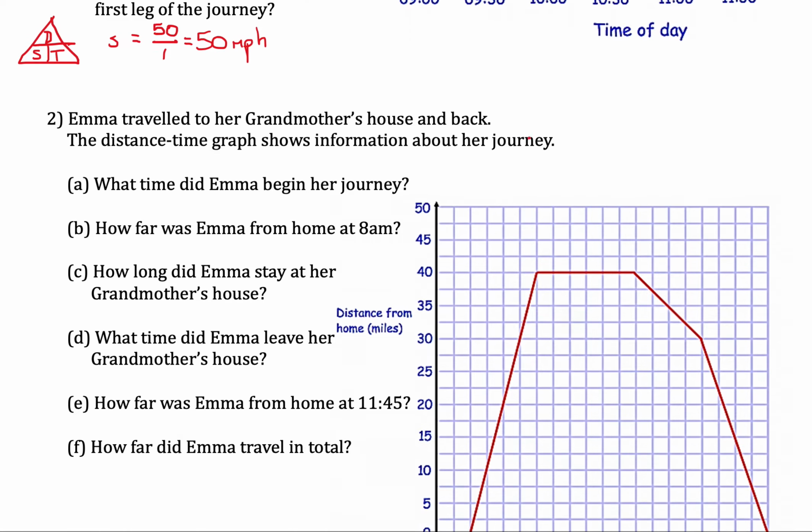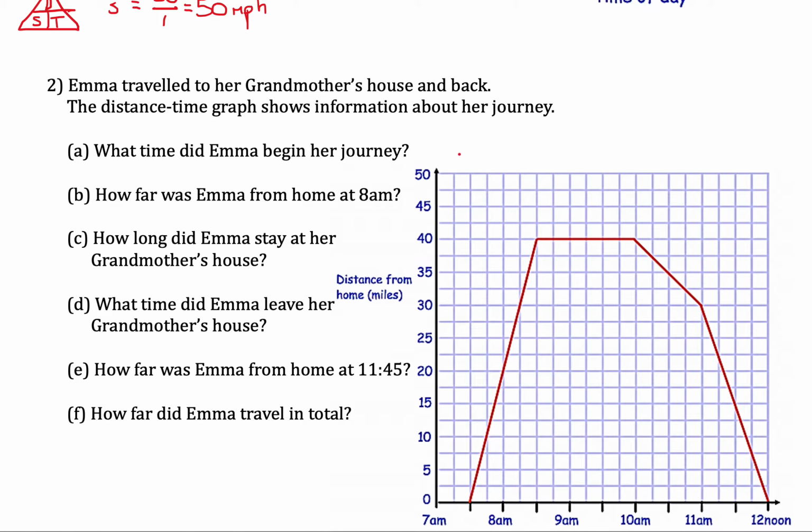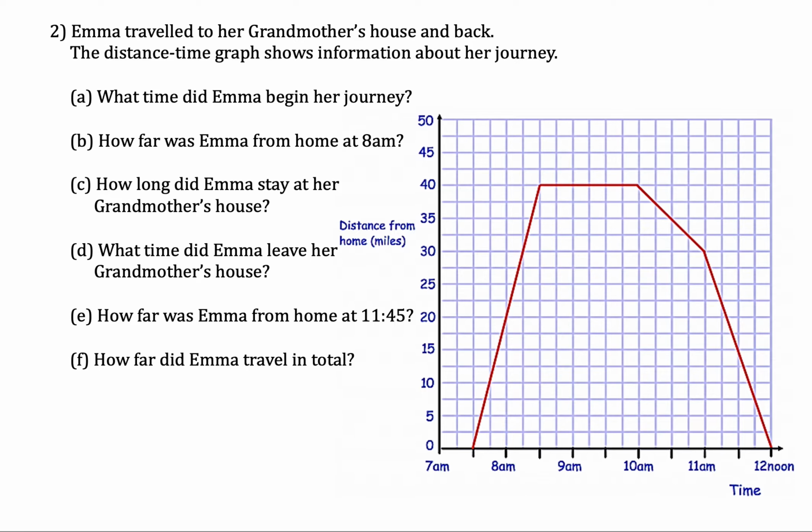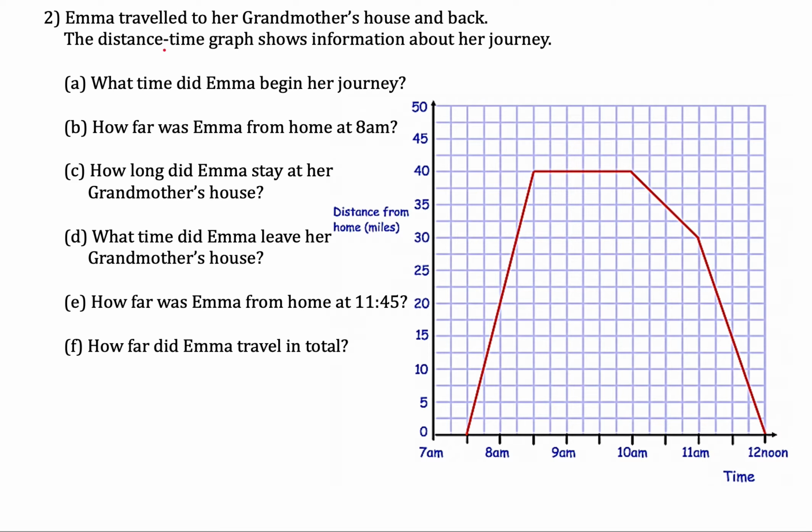Okay, number 2. Emma travelled to her grandmother's house and back. The distance time graph shows information about her journey. What time did Emma begin her journey? This point here is between 7 and 8, so 7:30 a.m. Just going to give it in 24-hour clock, a bit easier. How far was Emma from home at 8 a.m.? Following this line up, she was 20 miles from home.